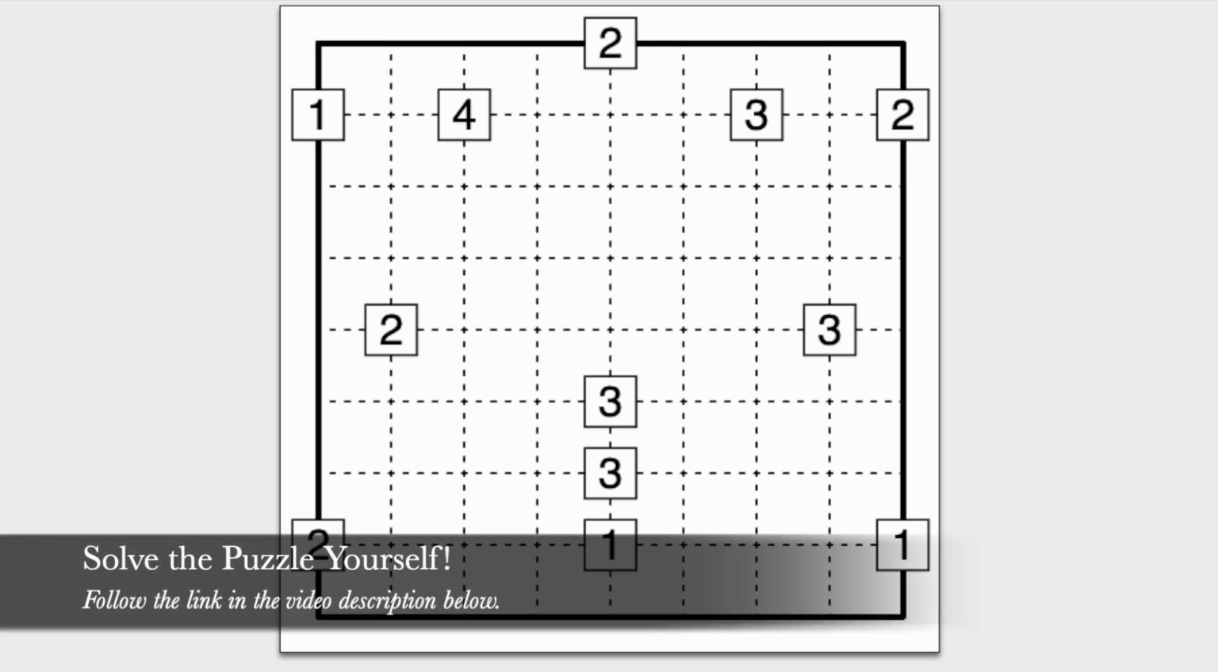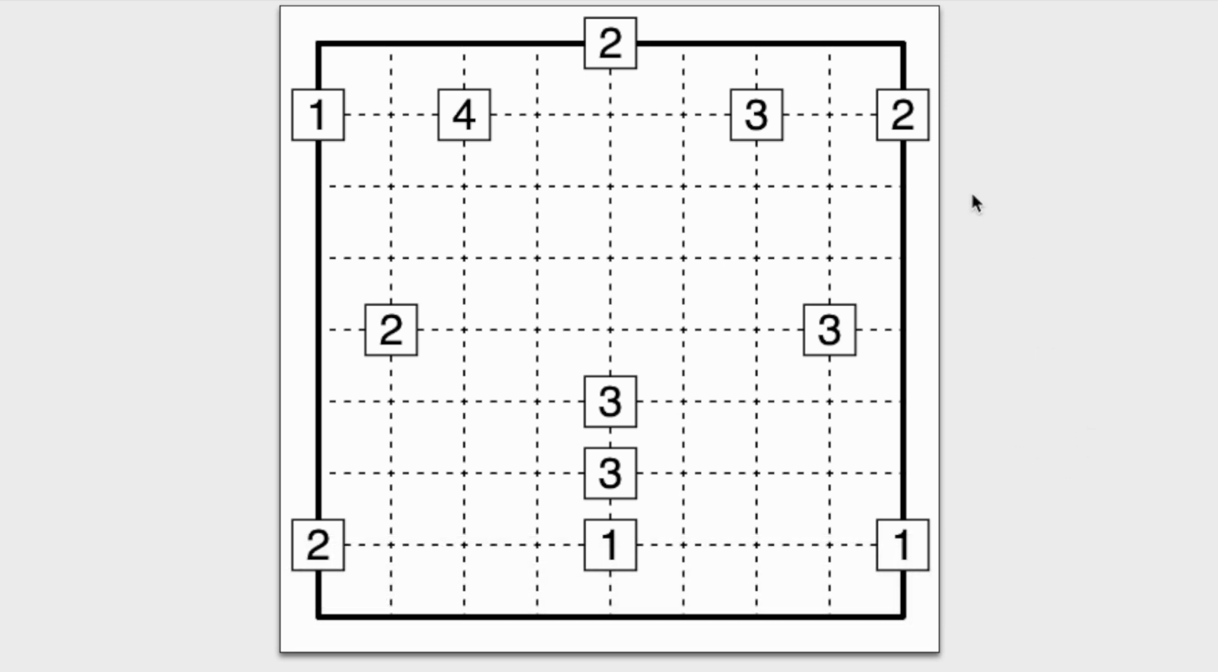What do we know? The first thing I think I should do is note where we have a replete clue where we know that all of the cells it touches are in different shapes. So this 4 is an example of that. The 2 on an edge is an example of that, and that might be it.